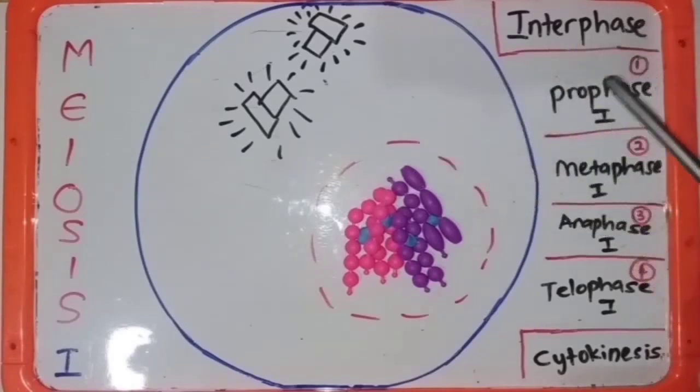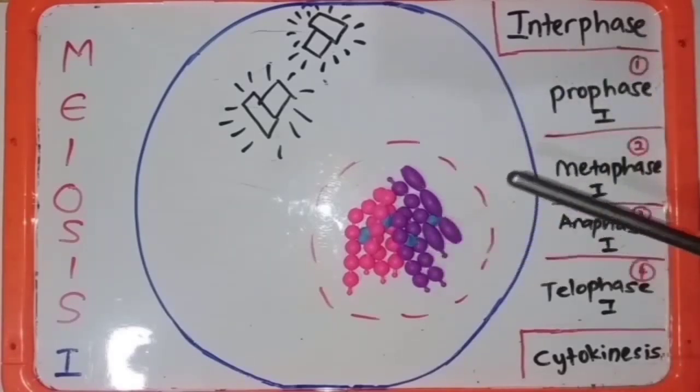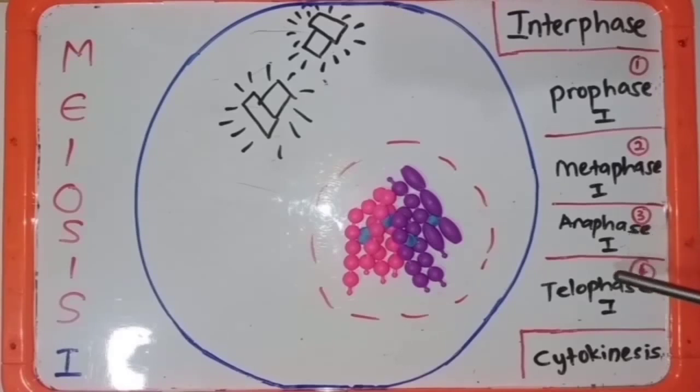After the interphase stage, the cell is prepared and can undergo meiosis. There are 4 main stages in meiosis: prophase, metaphase, anaphase and telophase. Since meiosis has 2 stages of cell division, meiosis 1 has prophase 1, metaphase 1, anaphase 1 and telophase 1. In meiosis 2, prophase 2, metaphase 2, anaphase 2 and telophase 2. In this video, we focus on meiosis 1.